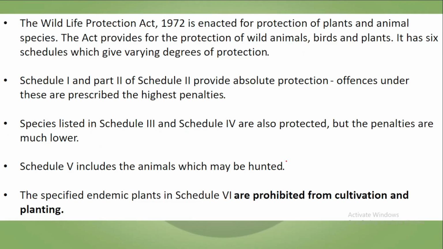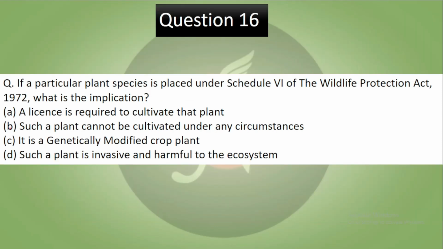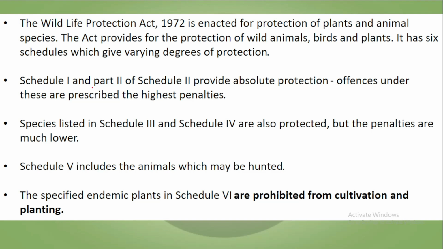So the correct answer to this is B, which is such a plant cannot be cultivated under any circumstances. अब हम सारे शेड्यूल को एक बार देख लेते हैं. So Schedule 1 and part 2 of the Schedule 2 provide absolute protection. Offences under these are prescribed at the highest penalties. Schedule 3 and Schedule 4 are also protected, but the penalties are much lower. Schedule 5 includes animals which may be hunted. Specified endemic plants in Schedule 6 are prohibited from cultivation and planting. So correct answer was B.